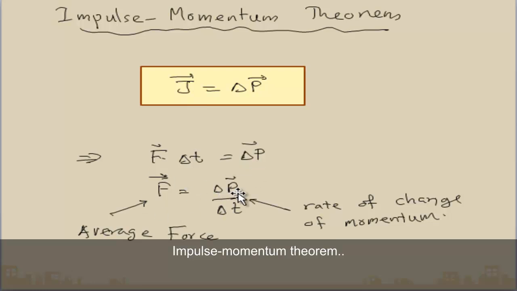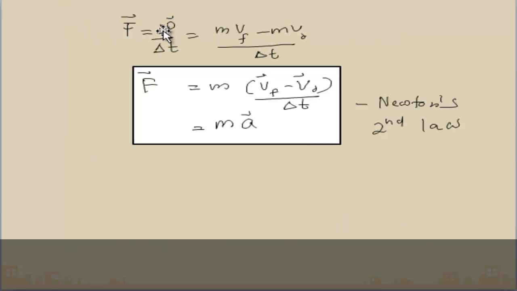So the average force equals delta p over delta t. So we can say the average force is the rate of change of momentum. But if we expand delta p, we can write delta p equals m v final minus m v initial, assuming that mass is constant. So force becomes mass times v final minus v initial over delta t. But you also know that v final minus v initial over delta t is the acceleration. So this is, in other words, the same as Newton's second law.